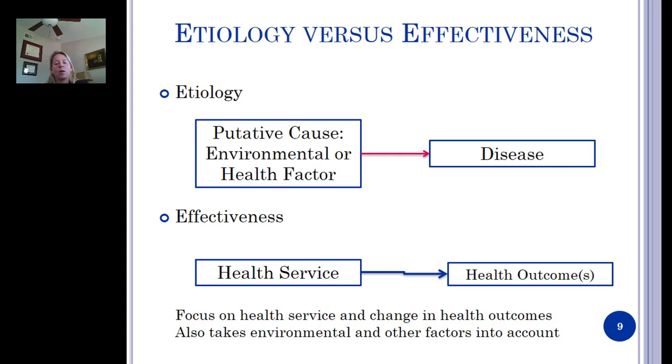In contrast, when we're talking about evaluation of health programs or use of health programs, we're now interested in the effectiveness of that program. So does health service A lend to a specific health outcome B, again at a population level? And that is effectiveness. So the focus is on the health service and the change in the health outcomes. And like epidemiology's etiologic objectives, effectiveness in health program evaluation will also naturally take into account environmental and other factors.